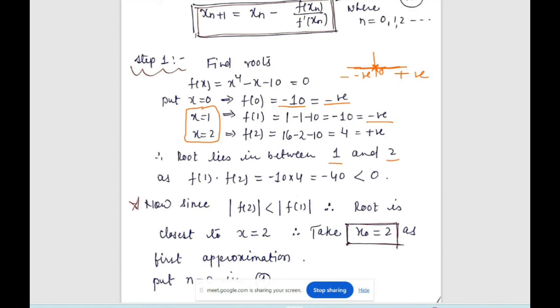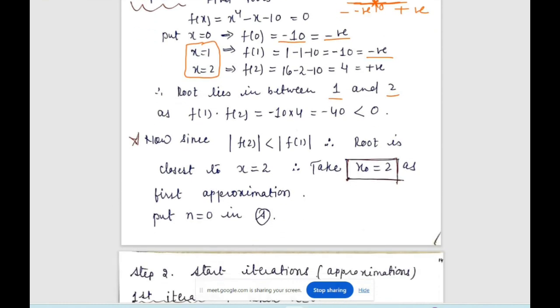Root is lying in between 1 and 2 means the actual root of this equation is in between 1 and 2. And you can also check the condition whether f of 1 dot f of 2 is less than 0 or not. So yes, because obviously if it is a negative value and it is giving a positive value, it means the product of this is negative.